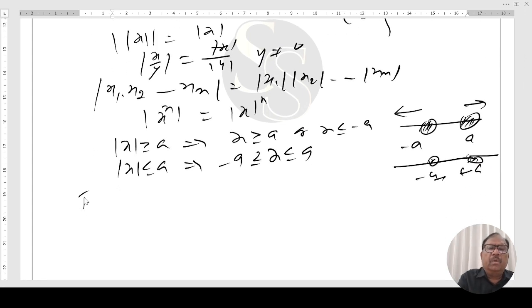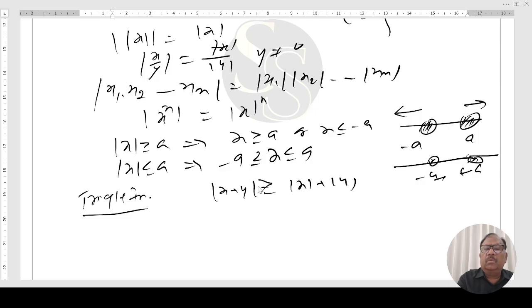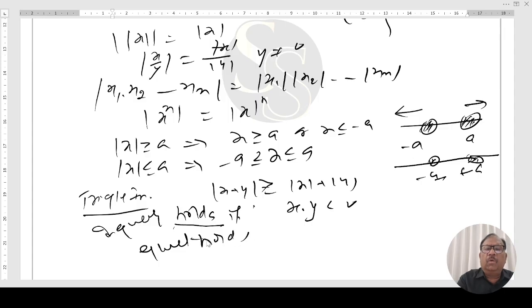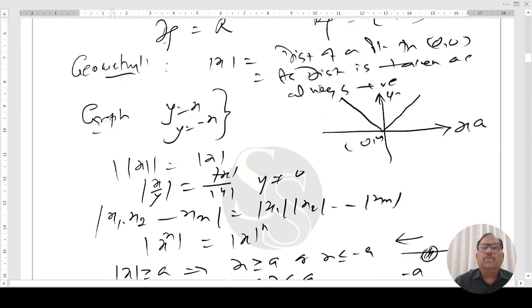Then the triangle inequality: mod of x plus y is less than or equal to mod x plus mod y. The strict inequality holds if x into y is less than 0, and equality holds if x into y is greater than or equal to 0. This is regarding certain properties of the modulus function.